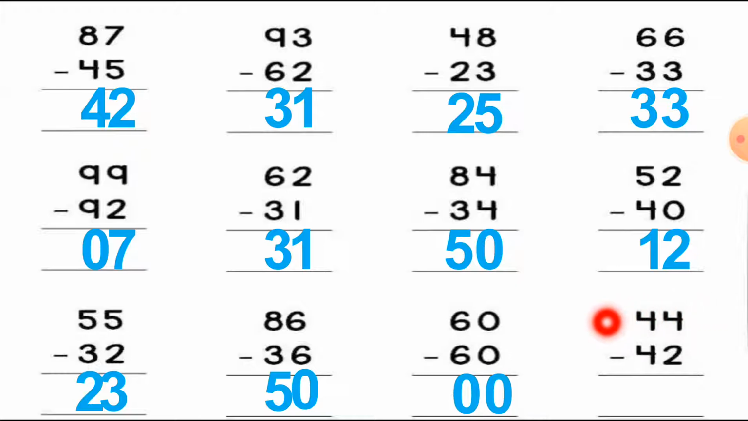Now 44 minus 42. In this, the ones column has 4 minus 2. So 4 is a big number and 2 is a small number. So 4 minus 2 is equal to 2, and at the tens column, 4 minus 4, which is equal numbers, equal to 0. So this way we can solve these types of worksheets.